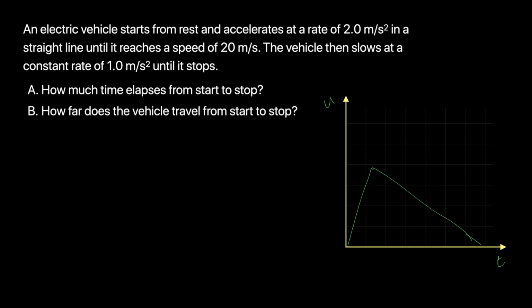The height over here is 20 meters per second. It's a velocity time graph, right? And yeah, so the gradient over here is 2 meters per second squared. It's negative 1 meter per second squared, right? How much time has elapsed from start to stop?